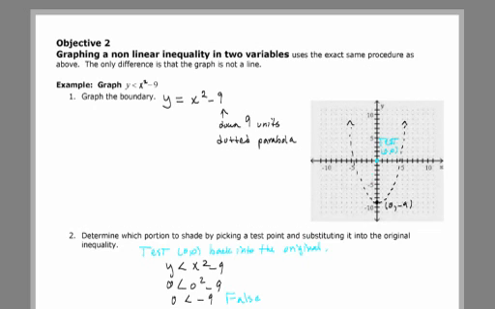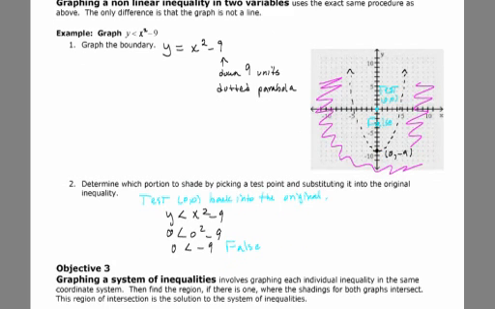So if the test point comes up to be false, which part am I going to shade? It's either going to be the inside of the parabola or the outside of the parabola, and since the inside was false, I'm going to have to shade the outside portion. So show some shading here, the outer portion of your parabola. Not too bad.